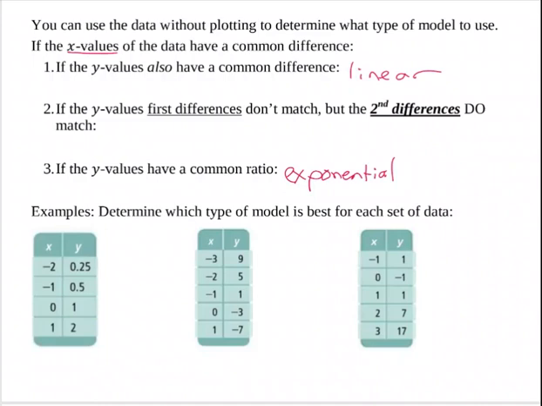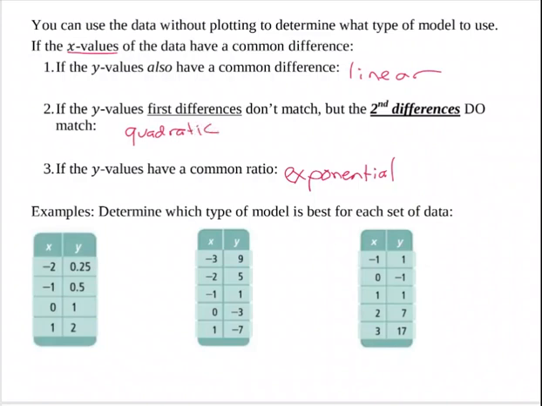Now, it's the quadratic one that's the new one here, okay? So if the y values' first differences don't match, but the second differences do match. So what that means is this. By the way, this will be quadratic. Now let me explain what this means.